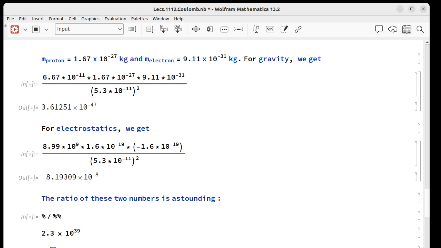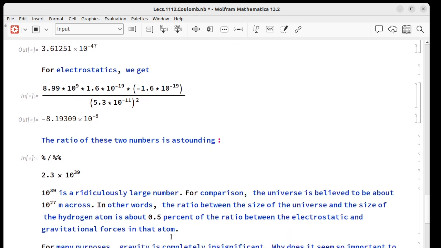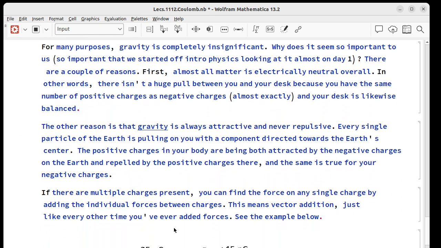To compare it, the universe is believed to be about 10 to the 27 meters across. So if we look at the ratio between the size of a hydrogen atom, which is the smallest thing we might encounter in chemistry, and the largest thing we can imagine, that's a factor of about 200 times smaller than the difference between the forces in the atom. So gravity means absolutely nothing to the structure of the hydrogen atom. And that's why we say for many purposes, gravity doesn't matter at all.